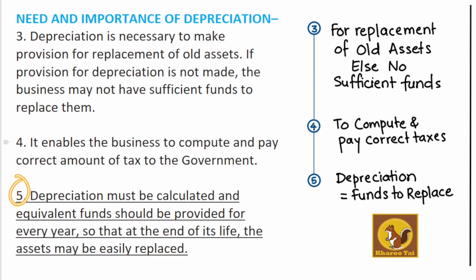And the last point, the fifth point, which is again a repetition of the third point: depreciation must be calculated and equivalent funds should be provided for every year so that at the end of its life, the asset may be easily replaced. That's what we talked about in the third point, right? We have to calculate depreciation and we have to put aside the same amount of funds so that at the end of the fixed asset's life, we have to replace that asset and we will have that fund for it. That's what it is saying. We have to put aside funds equal to the depreciation.